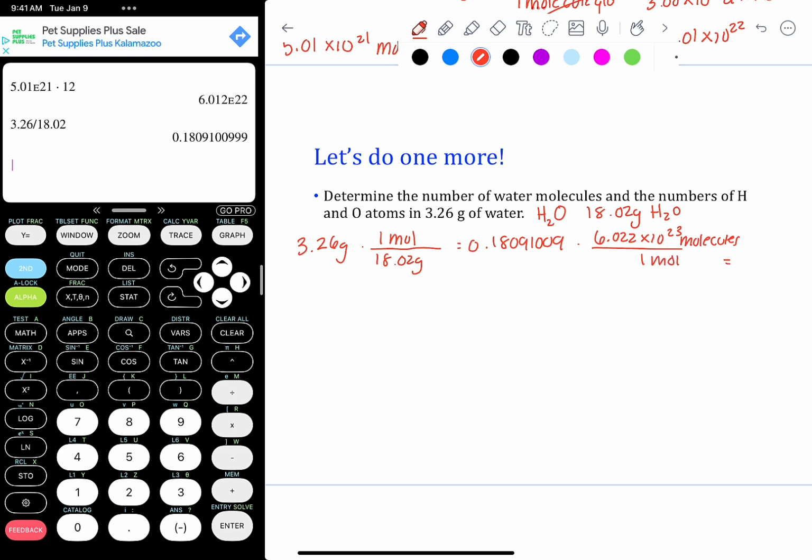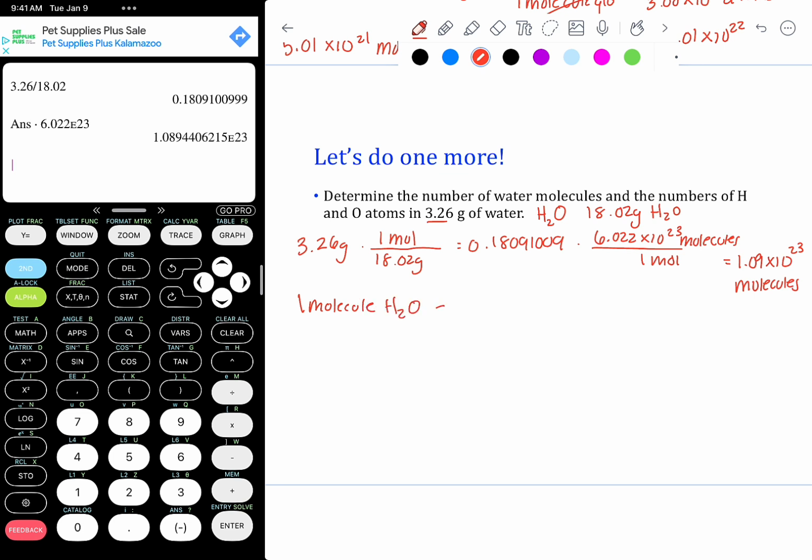So we multiply that by 6.022 times 10 to the 23, and we get 1.09 times 10 to the 23 molecules. And that has 3 significant figures, matching the 3 significant figures in our original problem. So now we can think of our equivalency: 1 molecule of water has 2 atoms of hydrogen and 1 atom of oxygen.